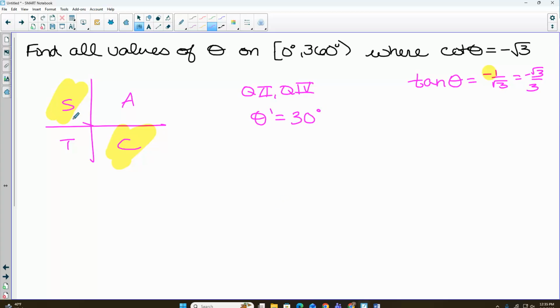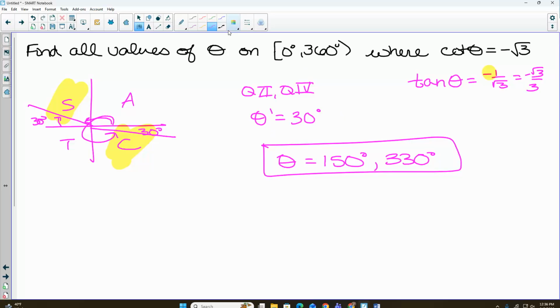So 30 degrees in quadrant 2. If this angle is 30, what's this angle? 120. Close. 150. 150, because you have to do 180 minus 30. All right, in quadrant 4, if this angle is 30, what's that one? Remember, you always go from the x-axis, so it's like 360 minus 30. That's my final answer.